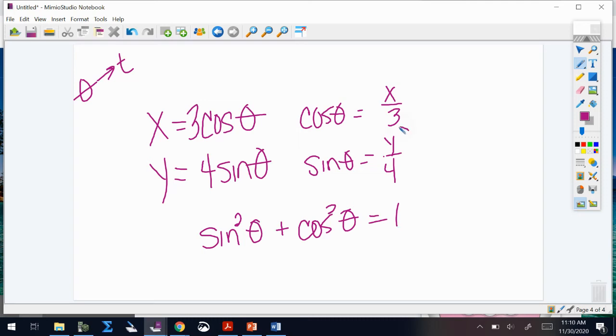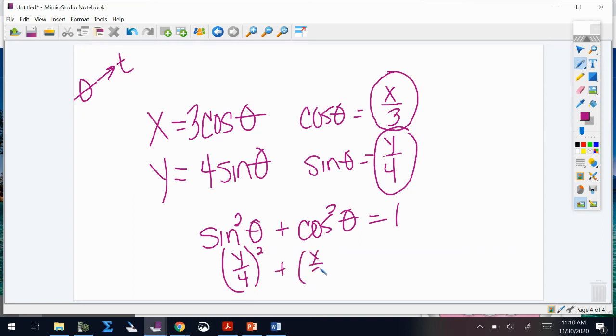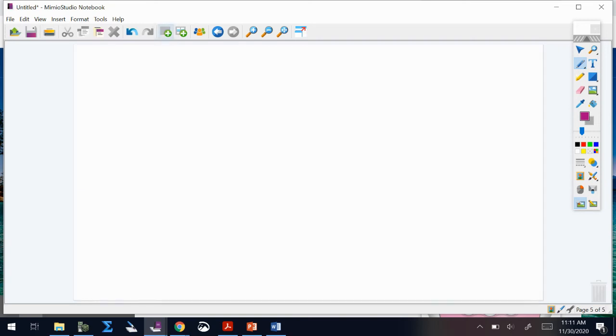So then I can substitute into that identity my x values and my y values for sine and cosine. So I would have y over 4 squared plugged in for sine squared, plus x over 3 squared equals 1. And if I want, I could simplify it to y squared over 16 plus x squared over 9 equals 1. So that gives me the ability to rewrite it in terms of x's and y's instead of a parameter of theta.